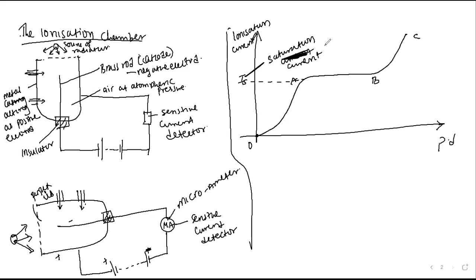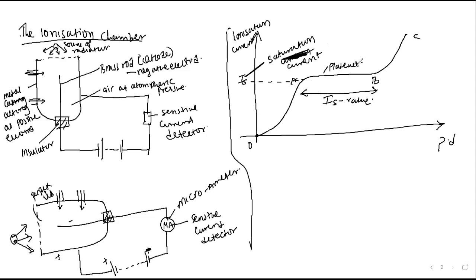The PD at which the ionization chamber is operated should be such that the ionization current has its saturation value. So the best option to operate this chamber is within AB, where the current has reached its saturation value. And this is also called the plateau region, where the chamber is best operated.